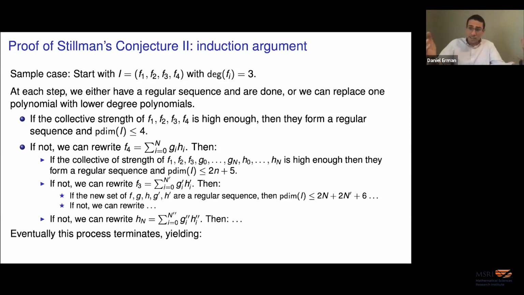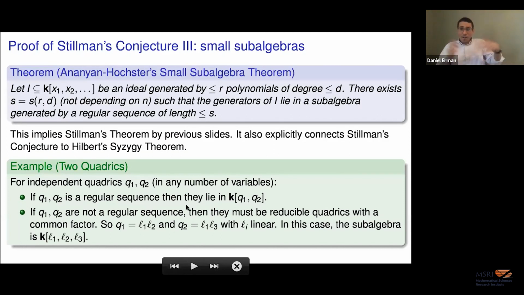So the crux of the idea is this theorem that high strength polynomials are a regular sequence, and therefore if you're not a regular sequence, you can split one of your elements into a bounded number of lower degree things. And that argument actually produces something stronger than Stillman's conjecture. It produces the existence of small subalgebras.